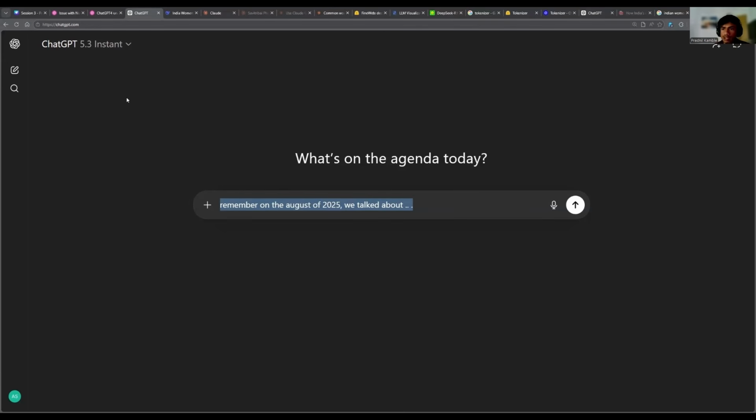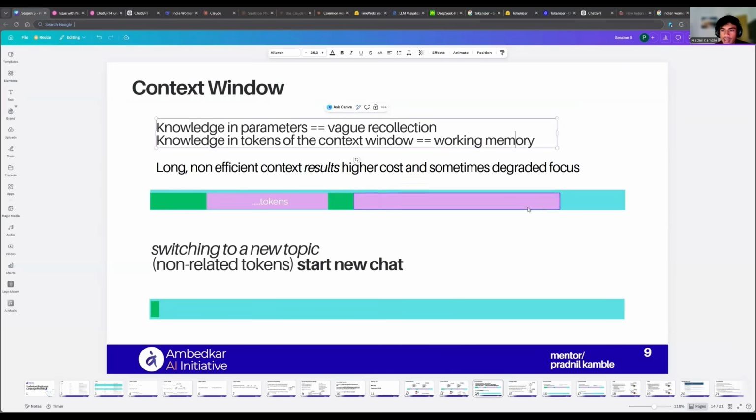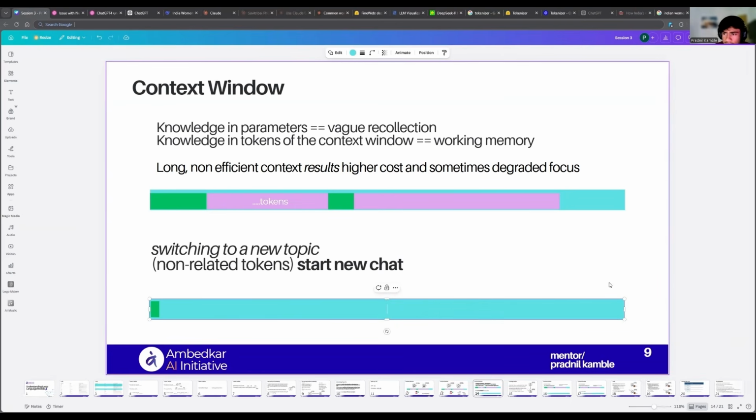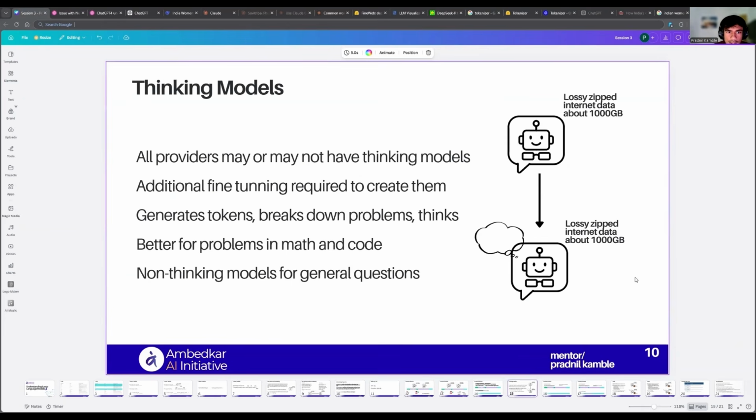So the genie has no idea about what you have asked it before, and it just comes and gives you new answers. That's why you have to treat it as a different context and ask questions wisely so that you can save a lot of space in your context. From there, now, what happens with context and thinking models?